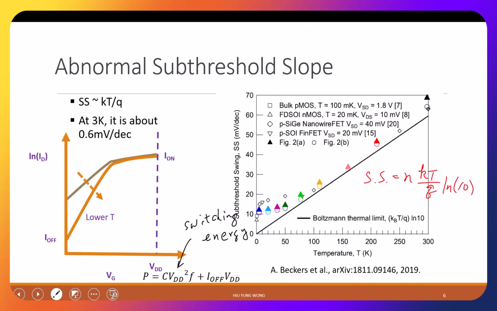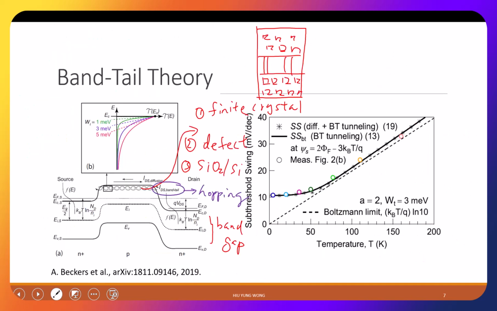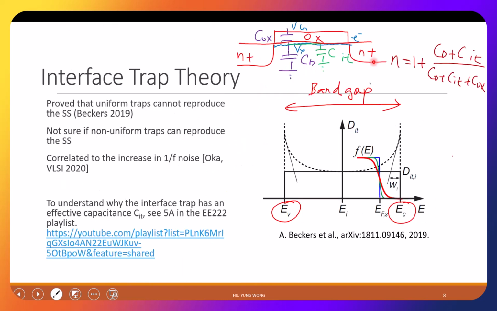Now, let's go back to the previous equation I tried to derive for you. You got C_OX plus C_D divided by C_OX, right? And what you have now is a parallel C_IT next to it. So you can just substitute C_D by C_D plus C_IT. With this, even if I don't have depletion capacitance, I still have a very large C_IT. So this increases N, and increasing N can increase the subthreshold swing.